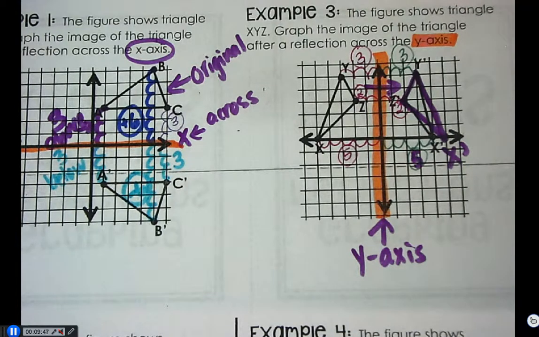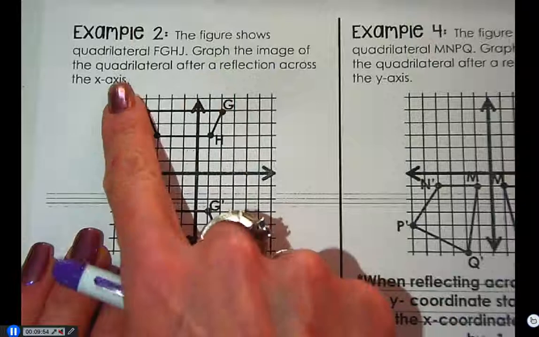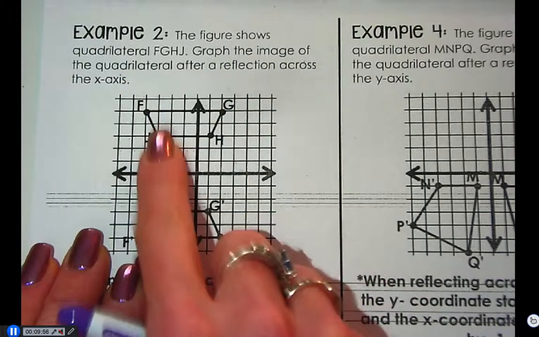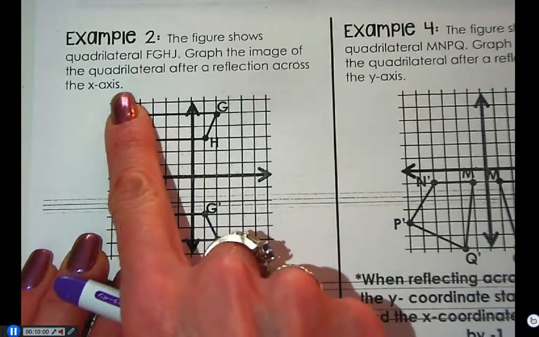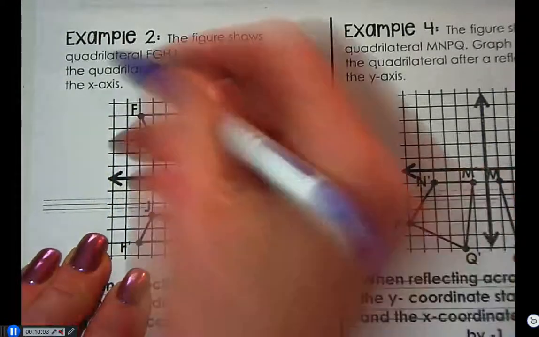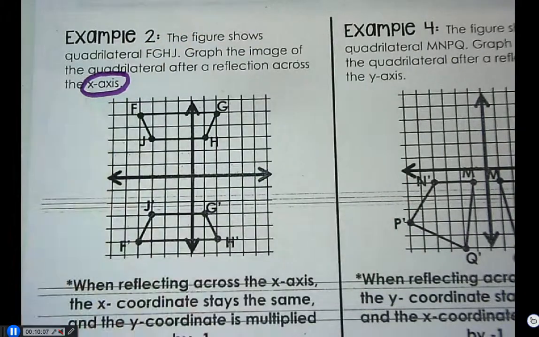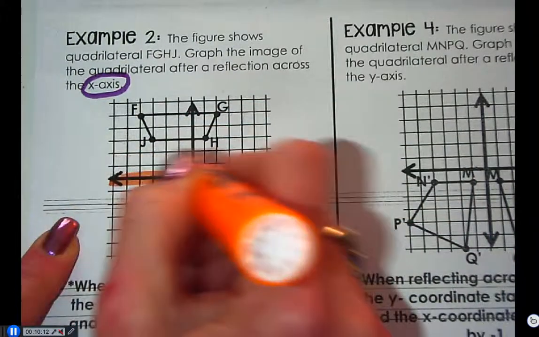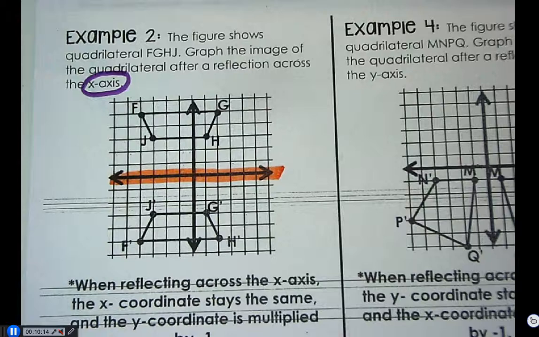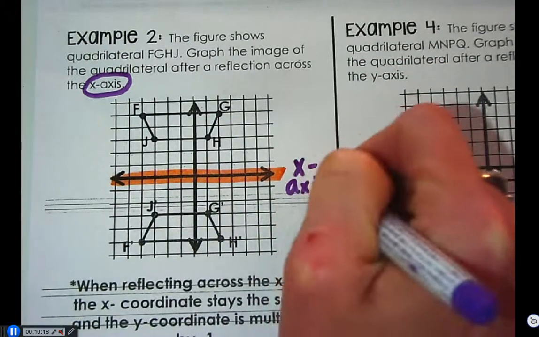All right, let's look at another example down here. Let's look at example 2. This also shows this quadrilateral. Here's our original, and we're going to graph it, which has already been done for you, the quadrilateral after a reflection across the x. So I want you to circle where it says x-axis, and then either circle or highlight the x-axis. So I want you guys really to see the difference between a reflection over the x and over the y.